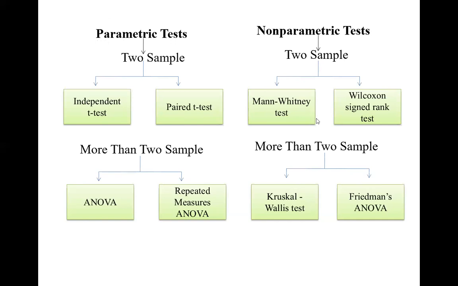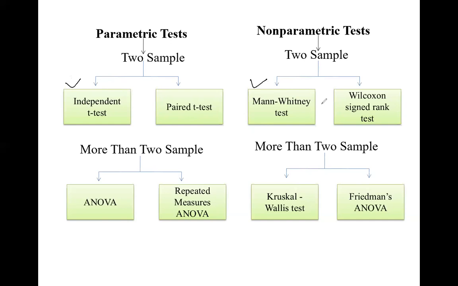Now, because this test is parametric, if the assumptions of this test are not fulfilled, meaning data is not normally distributed and not homogeneous, then I use the equivalent of this test, that is the Mann-Whitney U test. Okay. The Mann-Whitney U test is equivalent to the independent t-test, and the purpose of the Mann-Whitney U test is again the same as the purpose of the independent t-test.